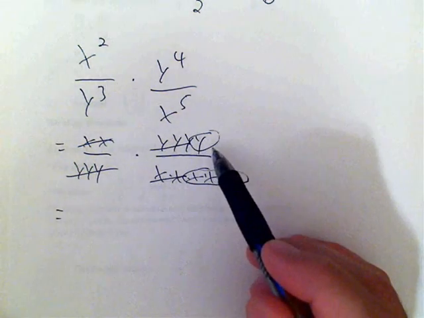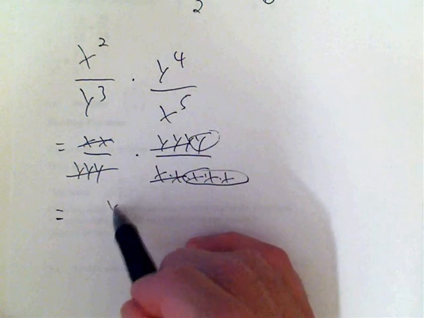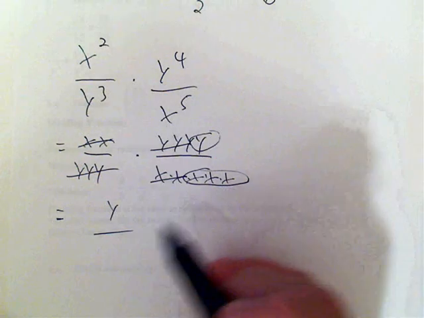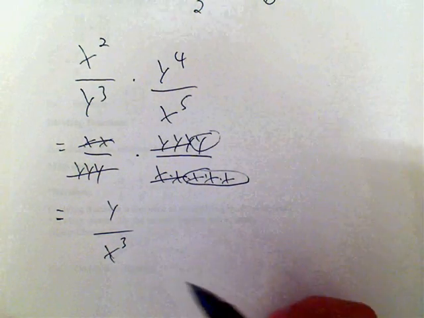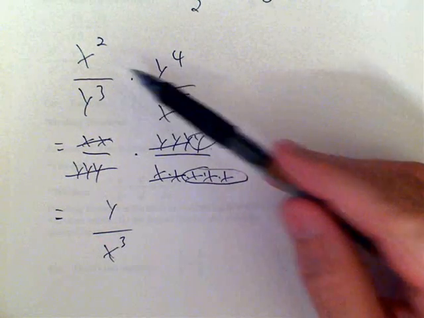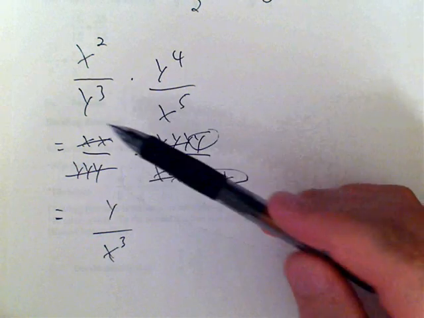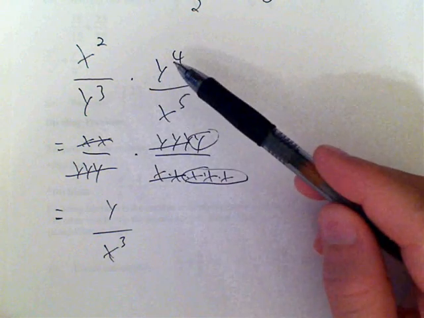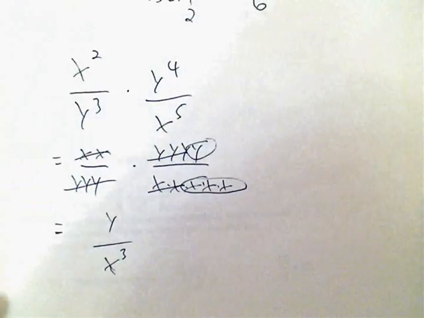We just write down what we have left over using exponents as shorthand. We have a y on top. We have x times x times x on the bottom, which is the same as x to the 3rd. Now we could have bypassed this work right here and just thought about it. These 2 x's will cancel 2 of these x's, leaving 3 x's on the bottom. These 3 y's will cancel 3 of these y's, leaving a single y on top. So if you want to do it that way, I highly recommend it.